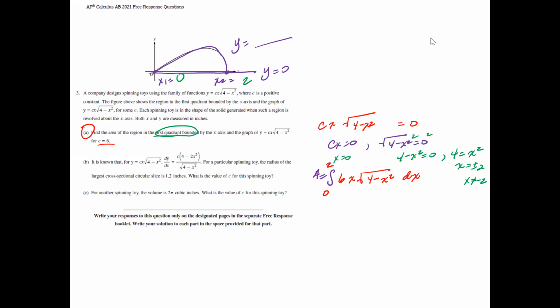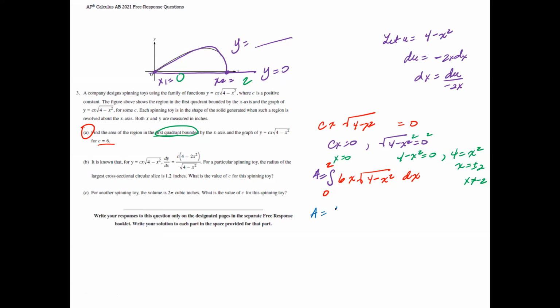Looking at this here, I know I'm going to use a u substitution, and so naturally I'm going to say let u be inside the square root, which is 4 minus x squared. So then if I go ahead and find the derivative of this, it is going to give me a negative 2x dx. If I solve for dx, I'm going to have du over negative 2x.